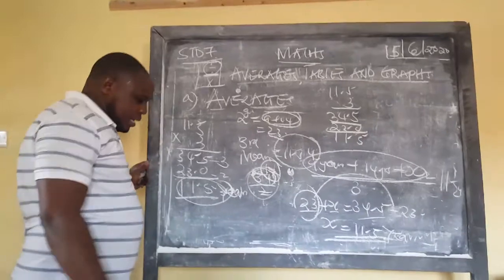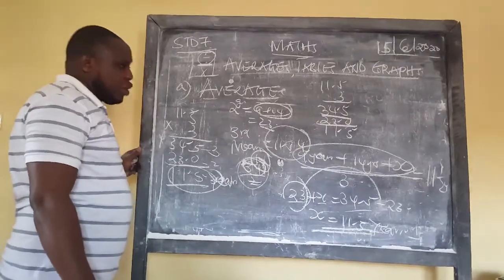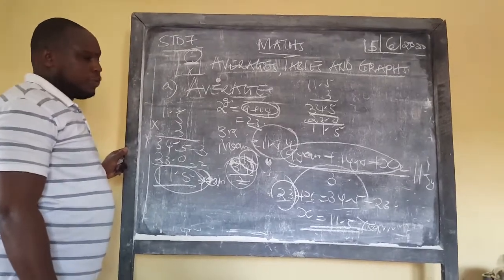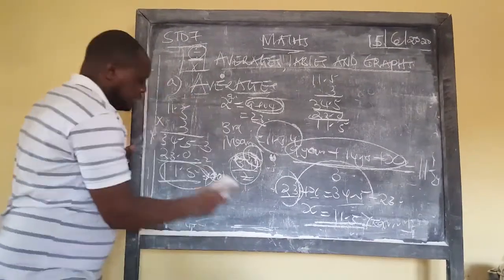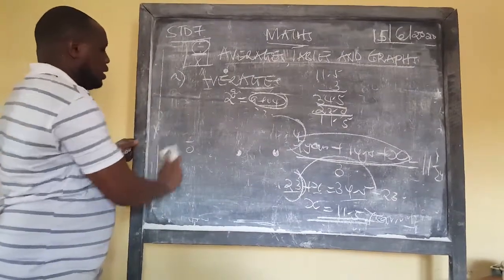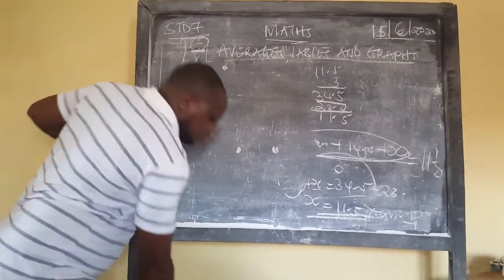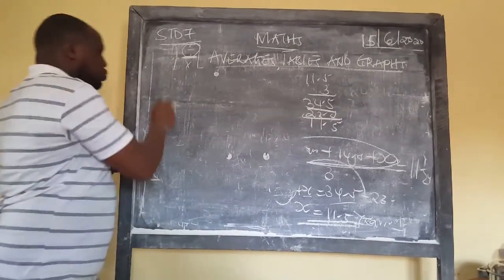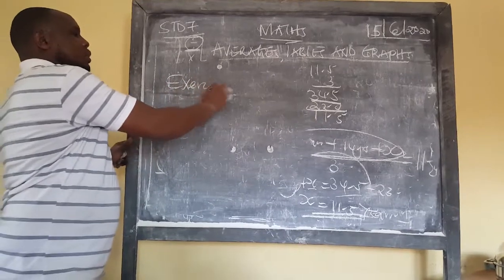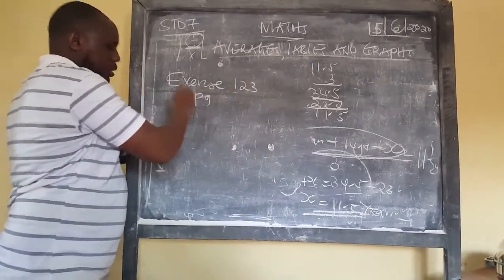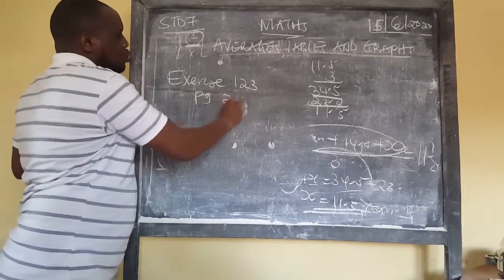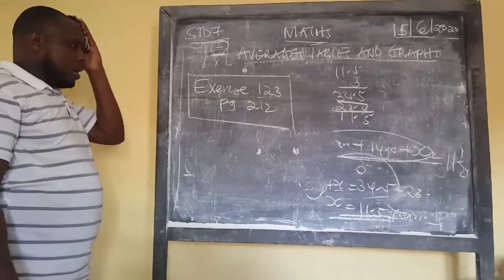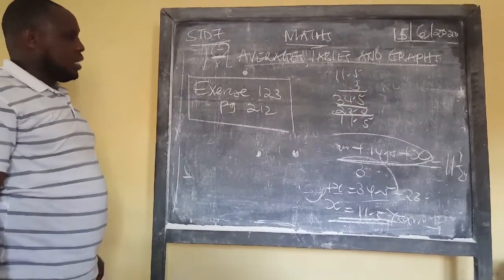So I want to stop at that level, Lana. I don't want to touch on mod because whenever I touch on that mod, you will get confused. But I want to give you work so that you will be busy, and then in our next lesson we'll be able to do mod. So I want you to attempt exercise 123 on page 212. I want you to attempt that exercise. Do it well the way I've shown you, and you will get all the answers correct.